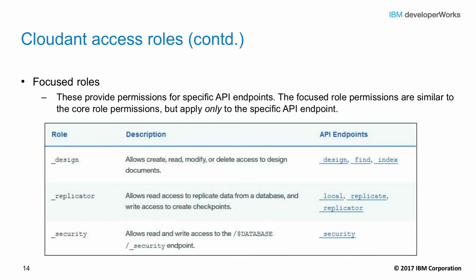There are also some special focused roles that provide permissions for specific API endpoints. The nature of access that is granted depends on the endpoint. For example, the _design role provides access that allows a user or API to create, read, modify, or delete design documents, but has the advantage of not requiring assignment of the more widely applicable database reader or writer roles. This distinction is useful because otherwise the authorized account would be able to read from or write to documents within the database, in addition to or other than being able to work with design documents.